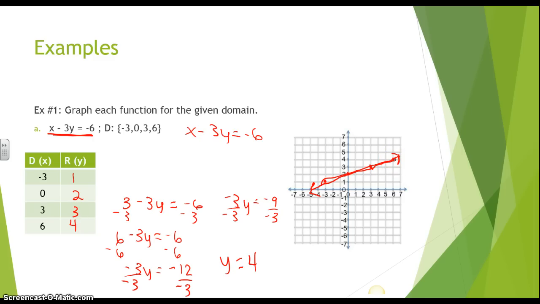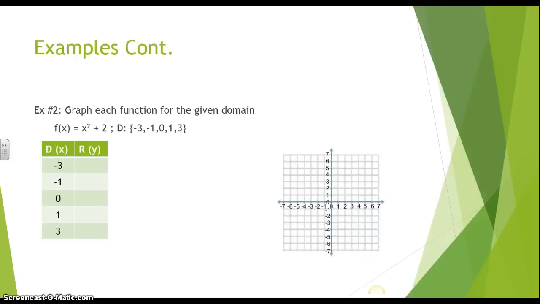Moving on to example number 2. Here we are going to graph the function, and we're given domain values. We have f of x equals x squared plus 2. Your domain, your x values, are -3, -1, 0, 1, and 3. I've set it up in a chart here. So we're going to solve for our y and then graph our points. The first one we have is -3 squared plus 2. Remember, -3 squared means -3 times -3, which gives me +9, plus 2, which is going to give me 11.